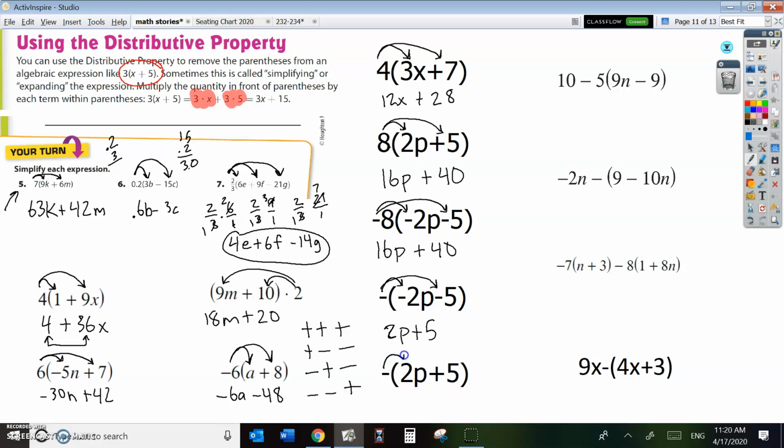So this negative, it's telling you subtract everything that's inside the parentheses, right? Here's your parentheses. So you're subtracting the 2p, which turns out to be subtracting 2p, and you're subtracting 5, which turns out to be minus 5. When you have a negative in front, it's a sign changer. It changes the sign of everything that's inside the parentheses.